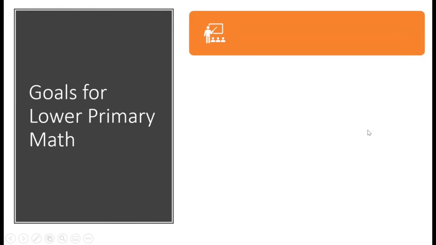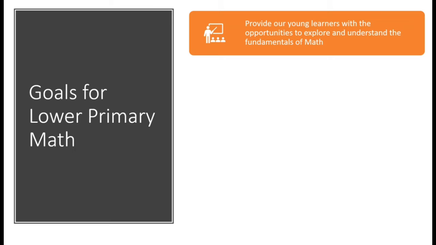Right, next on, we are going to look at what are some of the goals for lower primary math. So our main aim for lower primary math is to provide our young learners with the opportunities to explore and understand the fundamentals of math. If you have already looked through the syllabus for Primary 1, you will realize that the main focus is trying to help the children to understand more about math in real-world context, like on the topic of money.